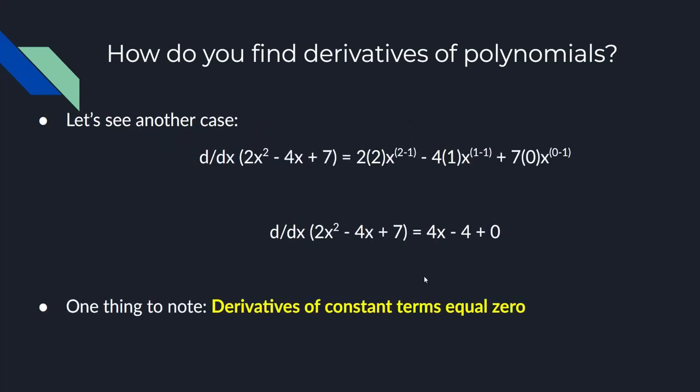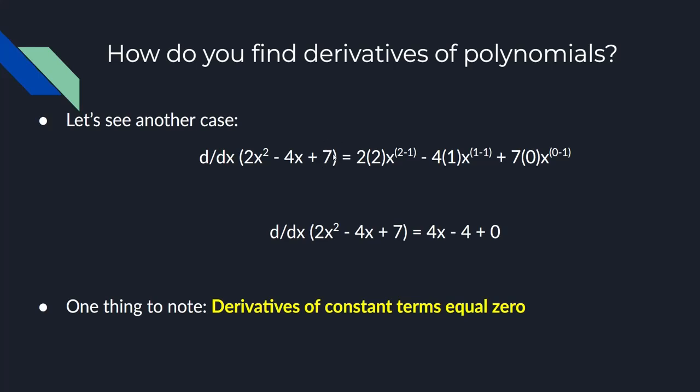Now let's see a different case. Let's say we had a scenario like this, where we have 2x squared minus 4x plus 7. Well, this one's easy enough. We take the 2, multiply it by the coefficient to get 4. We subtract 1 from this exponent. What about this? Well, remember that there is that hidden exponent of 1. So the 4 gets multiplied by the exponent of 1, and then we subtract 1 from that to get 0.